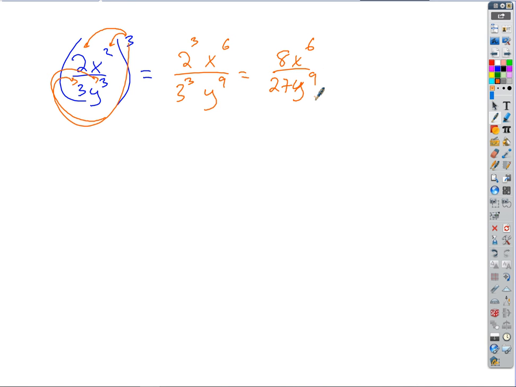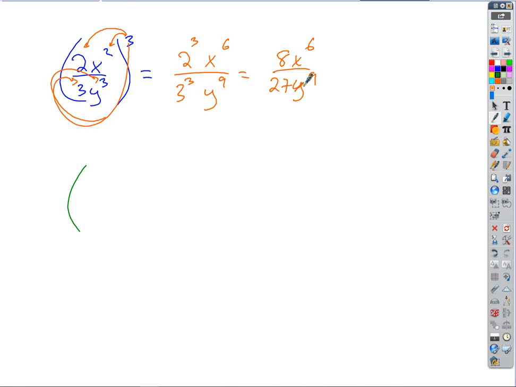Okay, I got a real tricky one for you. What about this? Do we ever deal with the 8 over 27? No, that's as much as we can do, because 8 over 27 doesn't reduce, and I don't have like bases there, so I can't do anything with it.